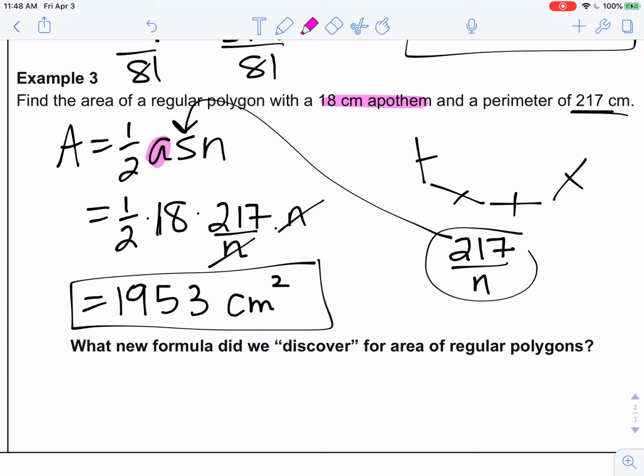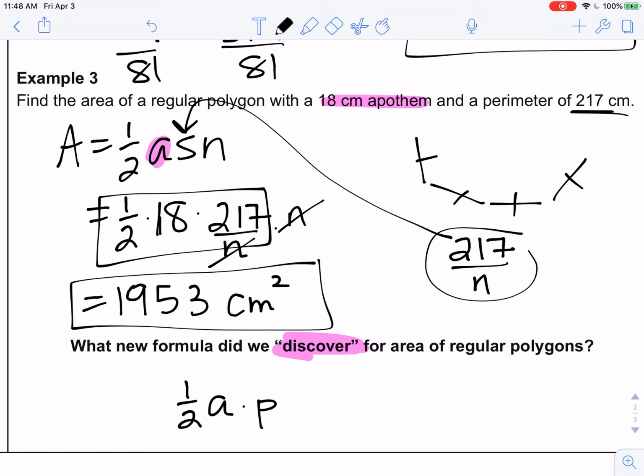So the new formula that we just discovered: what we typed into our calculator was 1/2, 18 was the apothem, and 217 was the perimeter. So another way to look at the area formula for a regular polygon is 1/2 A times P, where A is going to represent our apothem and P represents our perimeter.